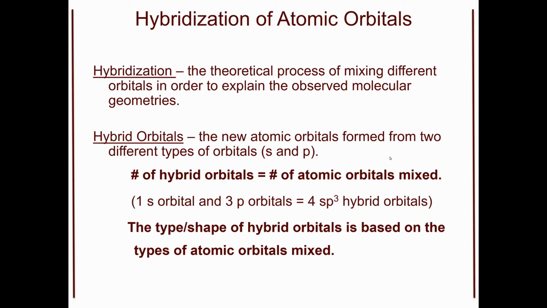But let's talk about some of the rules that we need to have. The first rule is the number of hybrid orbitals is equal to the number of atomic orbitals mixed. So if you use 1s and 2p, you need to come up with 3 equivalent new hybrid orbitals. We do not want to lose any orbitals in the math. Finally, the type and shape of our hybrid orbitals is based on the type of the atomic orbital we mix. This is going to either be done by a picture representation or by using our electron diagram representation.